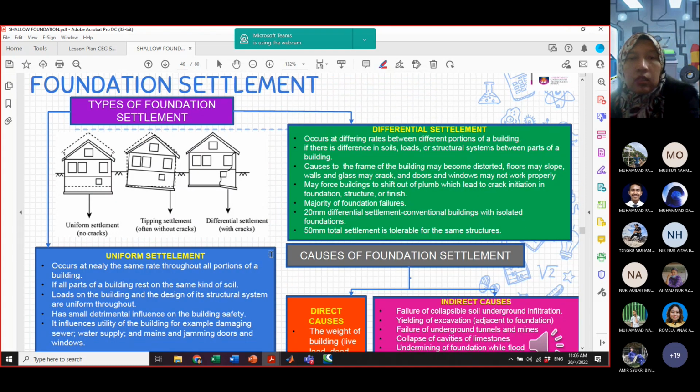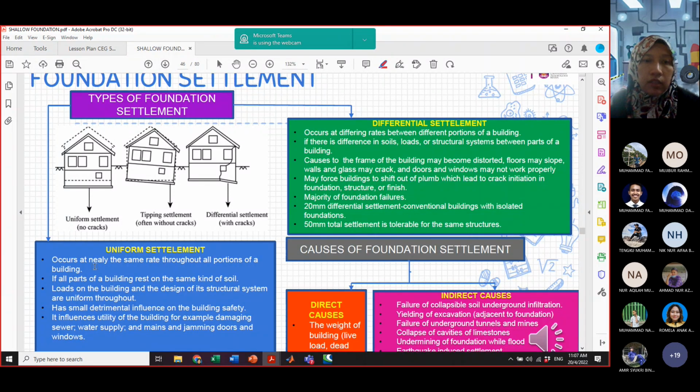Okay, what are factors ataupun jenis-jenis foundation settlement? Kita ada uniform settlement yang mana there is no crack, ataupun kita ada tipping settlement, often without cracks also. But the last yang very crucial settlement ni yang menyebabkan crack terlalu besar, kita panggil dia sebagai differential settlement. So apa perbezaan antara setiap benda tu, uniform settlement dan juga differential settlement? So you boleh bacalah, antaranya occurs at nearly the same rate throughout all portions of building. Itulah sebab kenapa kita panggil dia uniform settlement.